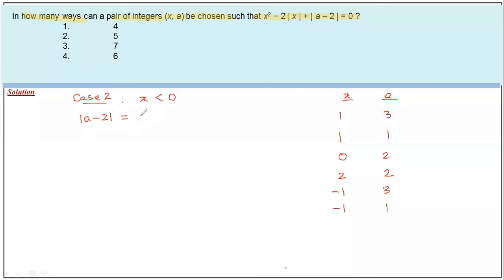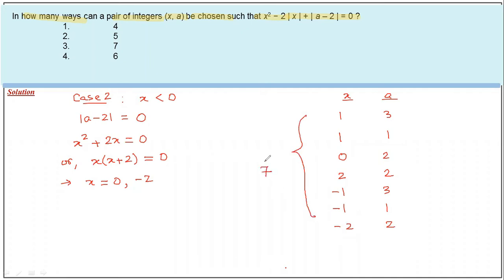And finally, when mod of a minus 2 equal to 0, the equation becomes x square plus 2x equal to 0, or x into x plus 2 equal to 0. So which means x can be 0 or minus 2. So another value will be x minus 2 and a2. So total there are 7 possibilities. So option 3 is the right answer.